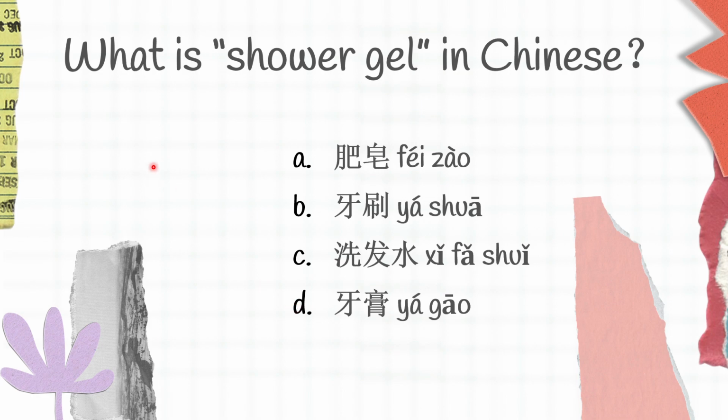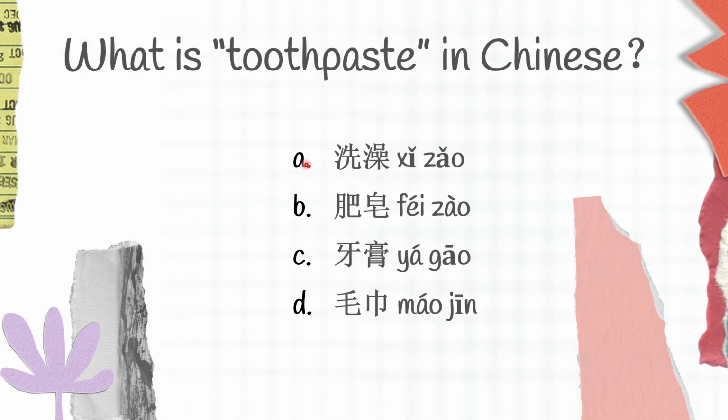The next question is, what is shower gel in Chinese? We have A. 肥皂, B. 牙刷, C. 洗发水, D. 牙膏. So let's try to guess which one of them is correct. 肥皂 is shower gel. 牙刷 is toothbrush. 洗发水 is shampoo. And 牙膏 is toothpaste. So shower gel in Chinese is A. 肥皂.